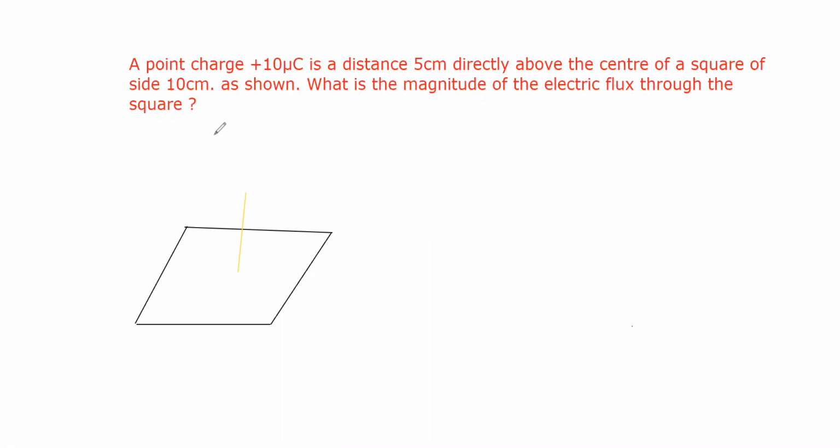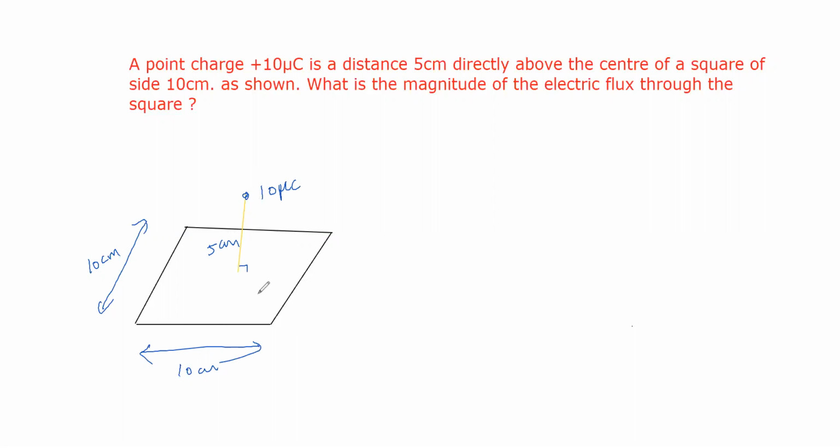They are asking this. Now see here, this is the square we assume, whose side is 10 centimeter. Each side we assume 10 centimeter. Now what we are doing is placing one charge directly above the center of the square, vertically above the center of the square. We are placing 10 microcoulomb of charge. So this is 5 centimeter we assume. Now see here, this line is perpendicular to this plane.